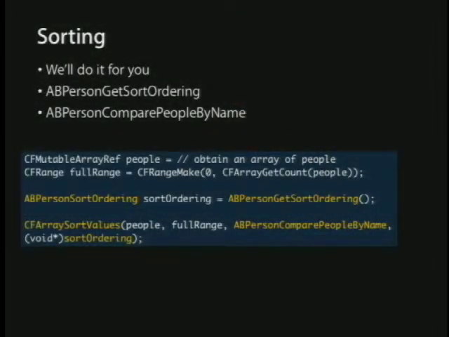Yes? So in the last slide, why did you have sort ordering typecasted as a void star? So on the previous slide, this one, builds. CFArraySortValues actually takes a void star context at the end. And that context is passed to the sorting function. And in this case, the ABPersonComparePeopleByName function expects that context to be the sort ordering. So you can change it. It doesn't have to use the default one, the system one. But in order to change it, you need to pass it in.